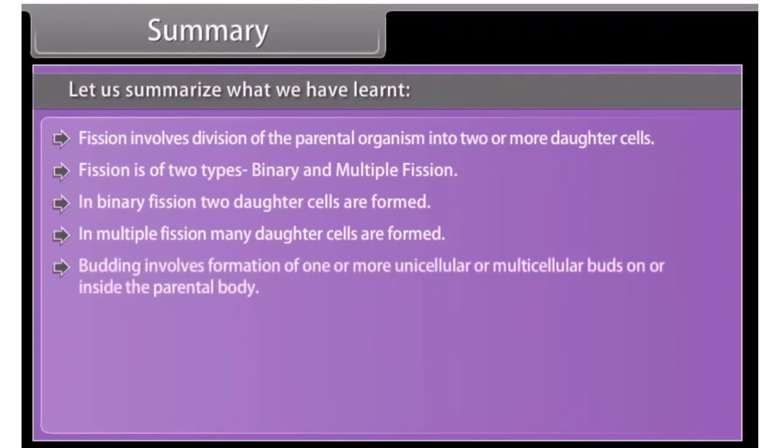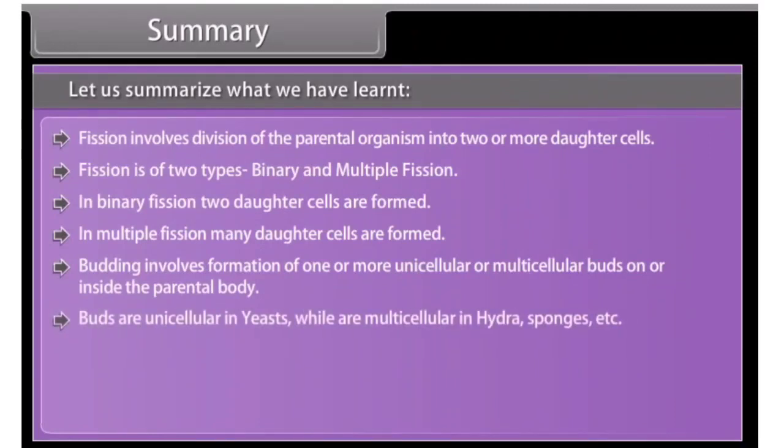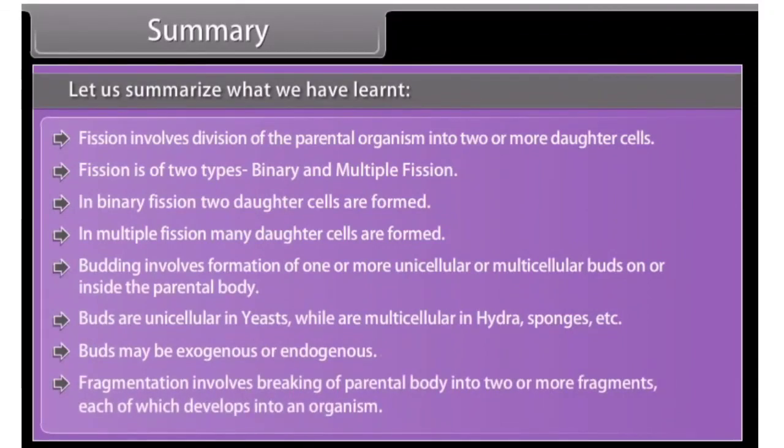Budding involves formation of one or more unicellular or multicellular buds on or inside the parental body. Buds are unicellular in yeasts, while they are multicellular in hydra, sponges, etc. Buds may be exogenous or endogenous. Fragmentation involves breaking of the parental body into two or more fragments, each of which develops into an organism.